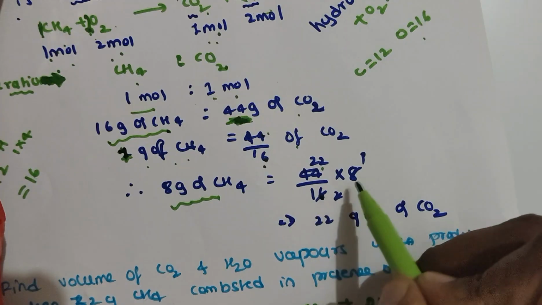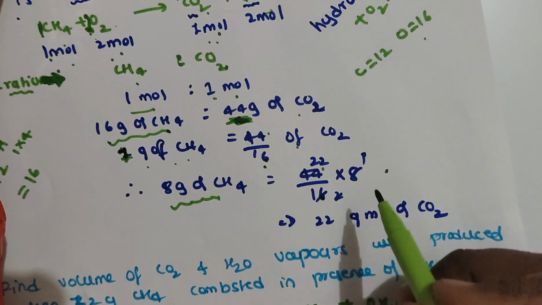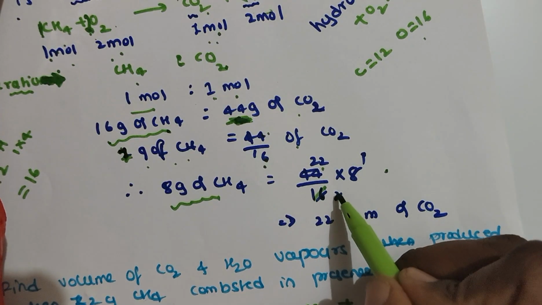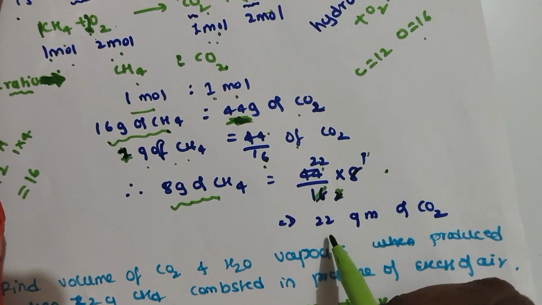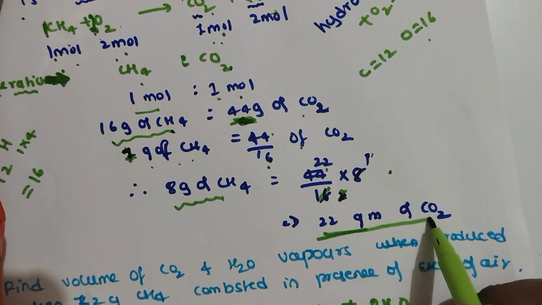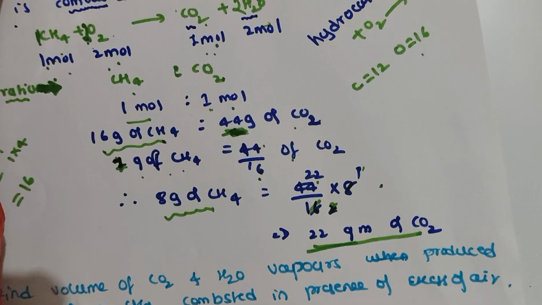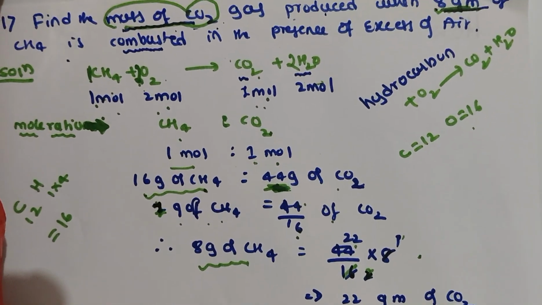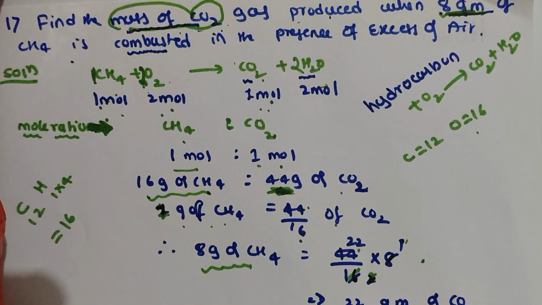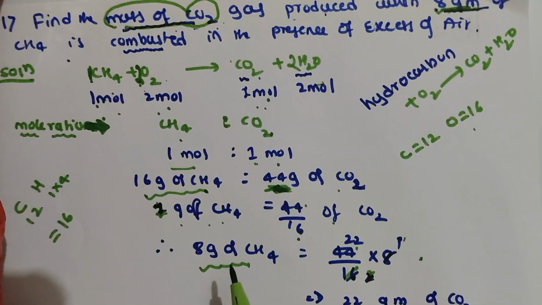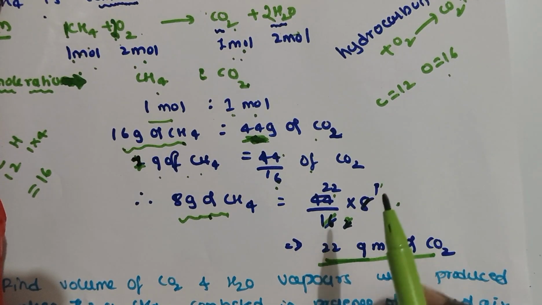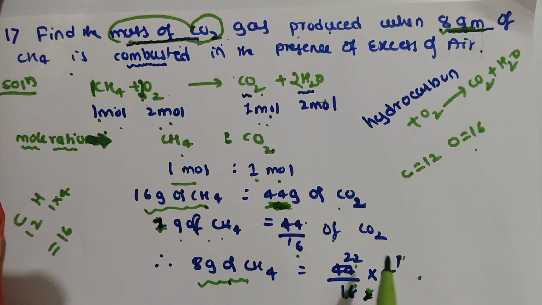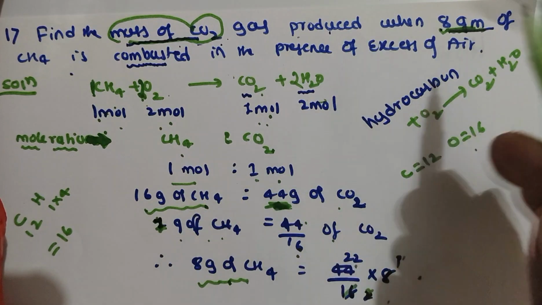44 divided by 16 into 8. On calculating, 8 ones are 8, 8 twos are 16, we get 22 gram of CO2. So here 22 gram of CO2 is produced. They given 8 gram of CH4 and asked how much gram of CO2 is produced. This is what we can calculate.